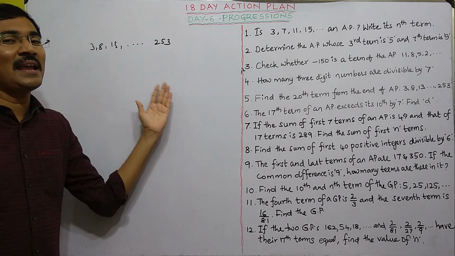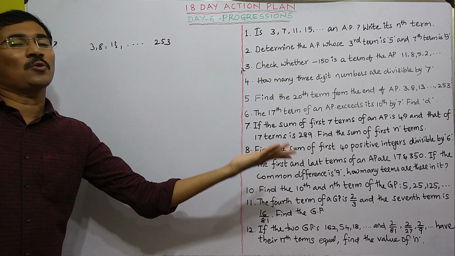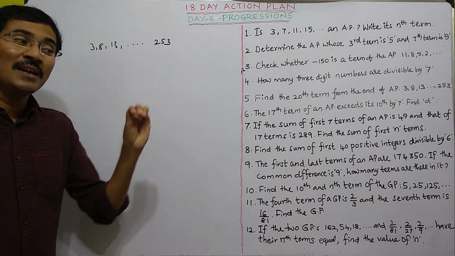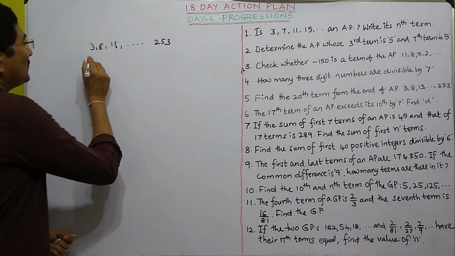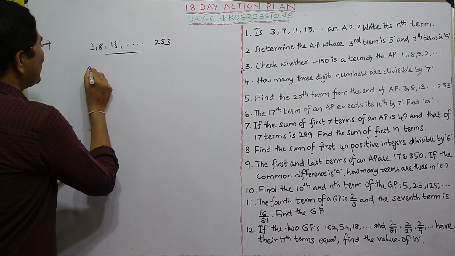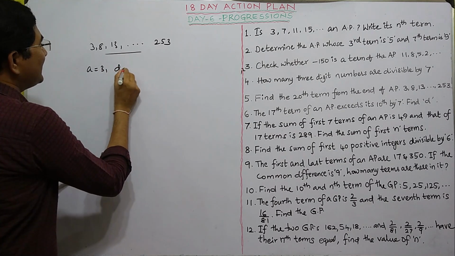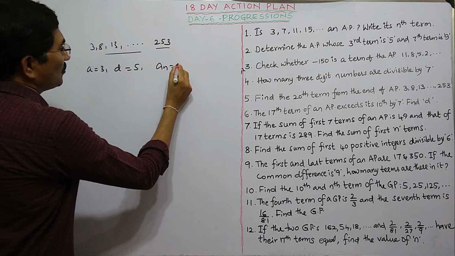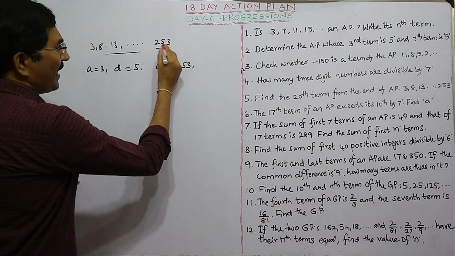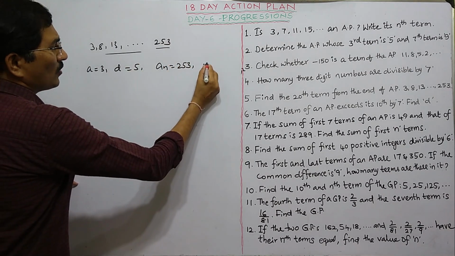a20 is equal to a plus 20 minus 1 into d. That would have been very easy. But the question is, you have to find the 20th term from that end. So let us see how we can find it. So this is a series. a is equal to 3 here and d is equal to 5 here. And this is an. an is equal to 253. And what is its n we do not know.